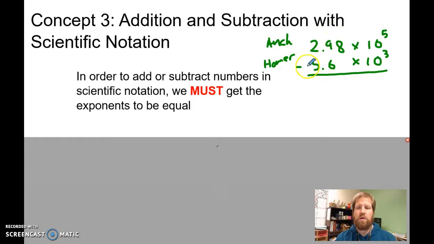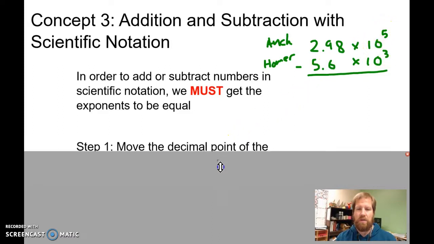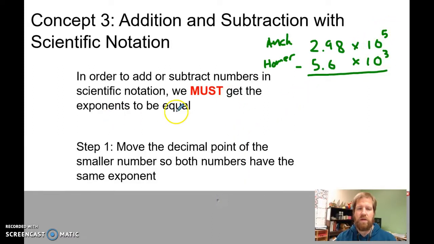So, in order to do our subtraction, we're going to need to make these exponents the same. Okay, we have to get them so that they're equal. So what we're going to do is move the decimal point, and I almost always advise you to move the decimal point of the smaller number, the one with the smaller exponent, because it'll save you some time later on. So we're going to move this number so that these exponents match.